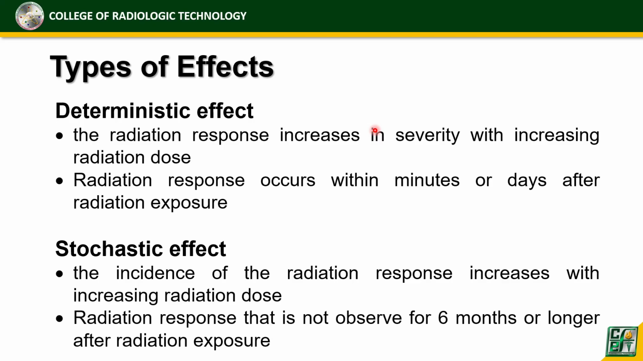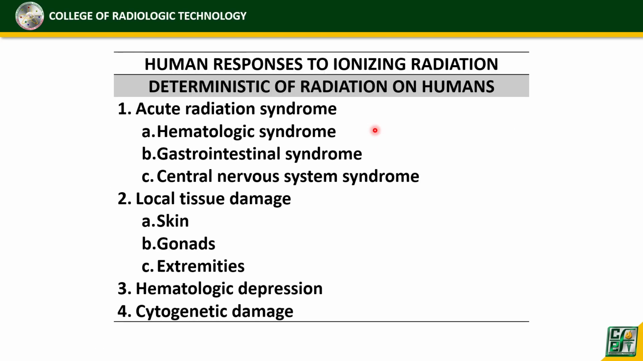Then radiation response that is not observable for 6 months or longer after radiation exposure. So stochastic effects are late effects. Okay. So these are the list of human responses to ionizing radiation, further divided into deterministic effects, stochastic effects, and fatal effects. Okay?